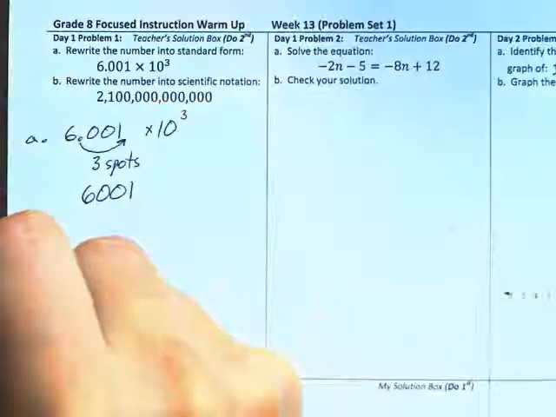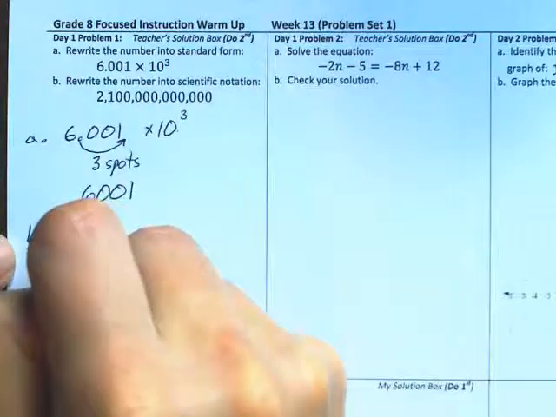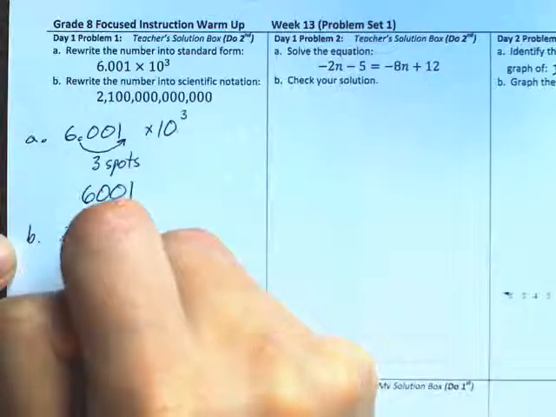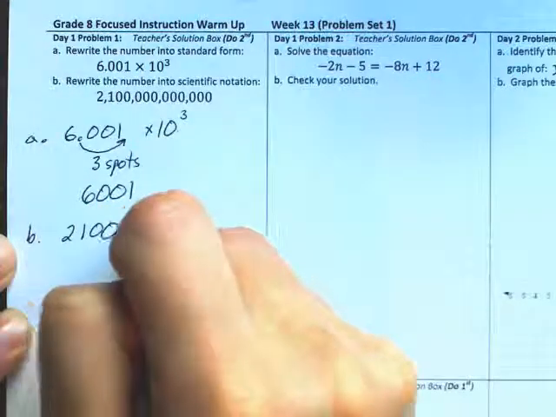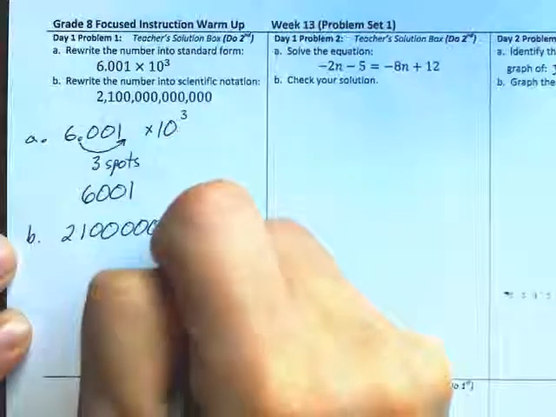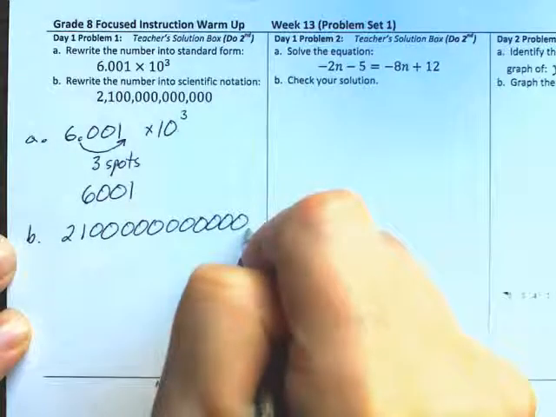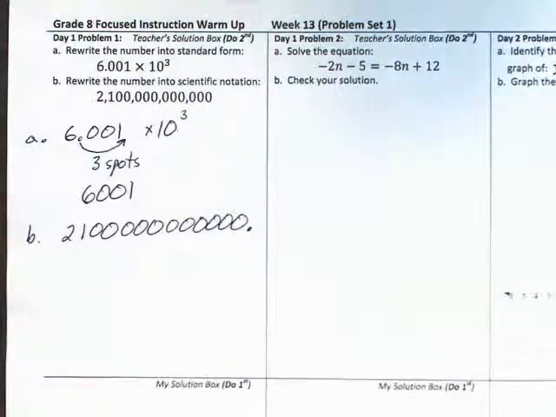6,001. Now for question B, we have this number 2, 1, 0, 0, 0, 0, 0, 0, 0, 0, 0, 0, 0. The decimal point's at the very end. So here is a very large number, and perhaps for the first time on any of these warm-ups, we can see the true power of scientific notation as being a faster way to write a number than in standard form.